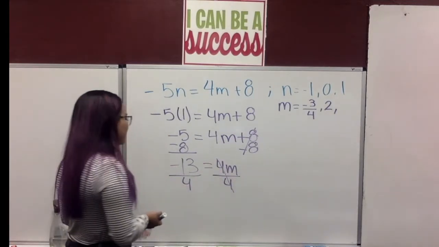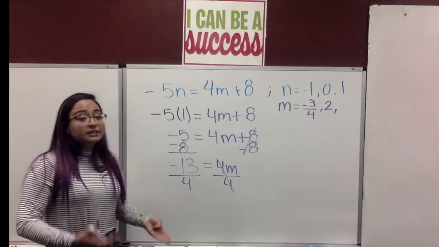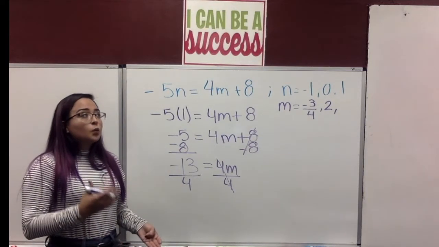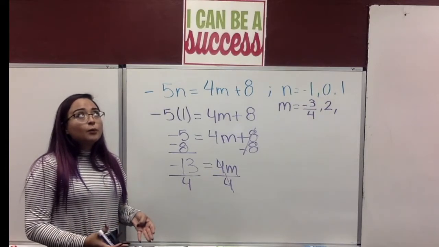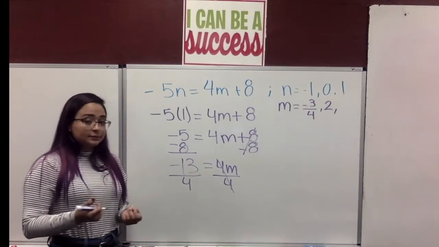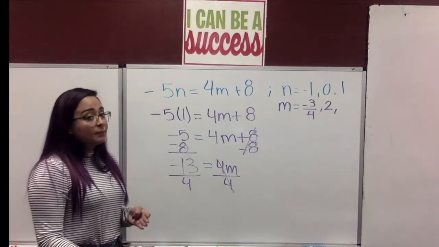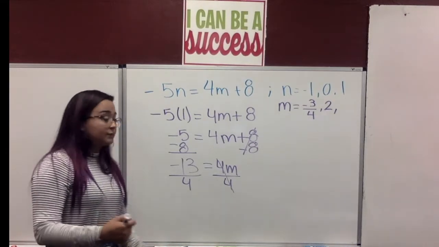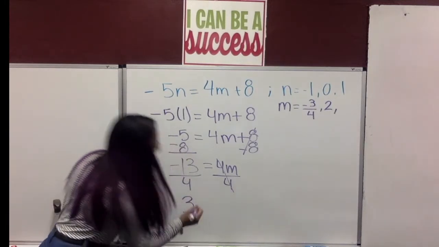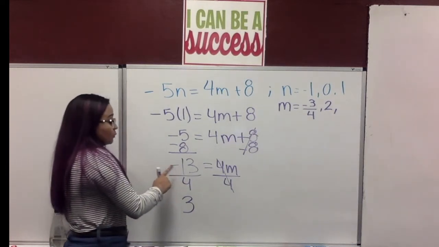Now, how many times does 4 go into 13? It doesn't go into 13 evenly, but we're going to simplify it as much as we can. So, what is the most times that 4 can go into 13? 3, because 3 times 4 equals 12. That means that we would have 1 left over. So we know that 4 goes into 13 3 times, and another thing, keep in mind that our answer is negative because we're dividing by a positive number.